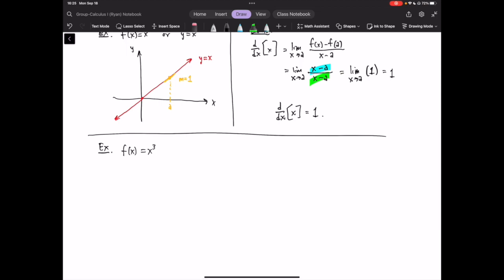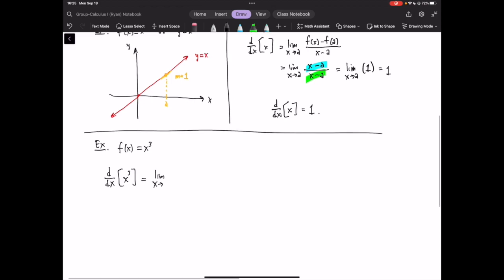And for this one, I just want to use the limit definition. So I want to say, all right, what's the derivative with respect to x of this function? Again, the function is x cubed. So I'm going to plug it into the limit definition, which again, I'll write out in all the details here. Limit as x approaches a of f of x minus f of a over x minus a. And so this is going to be limit as x approaches a of x cubed minus a cubed all over x minus a.